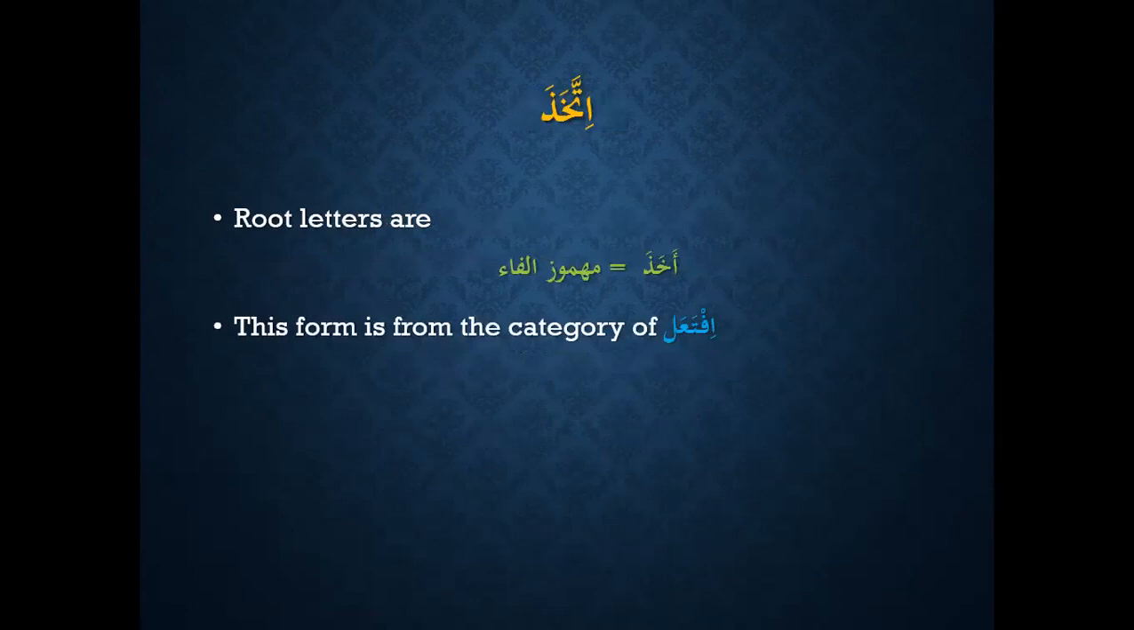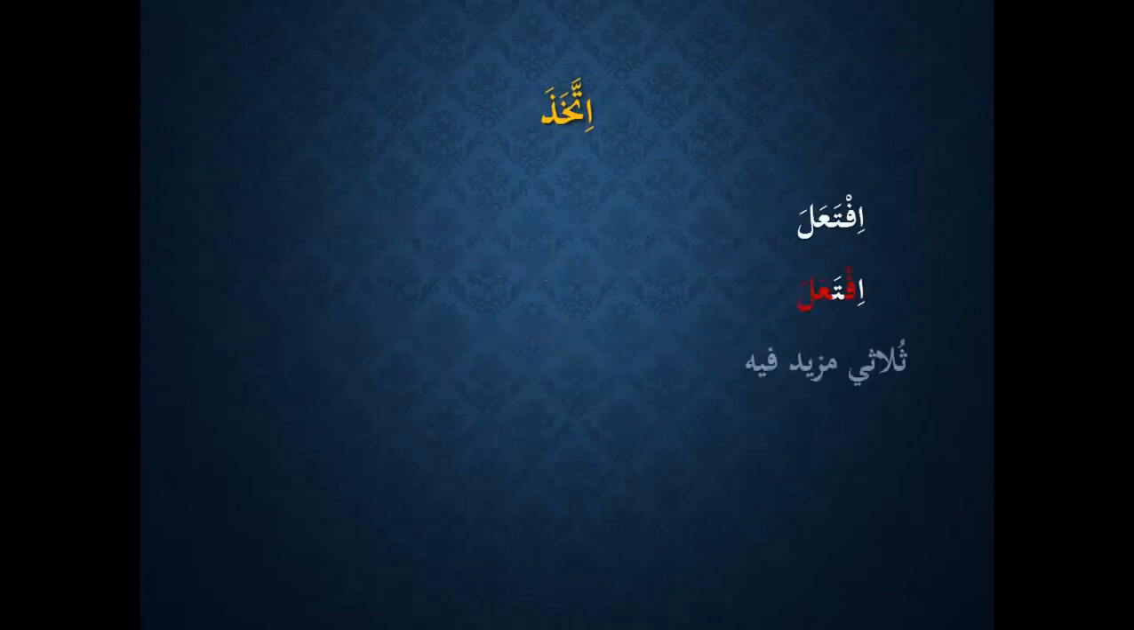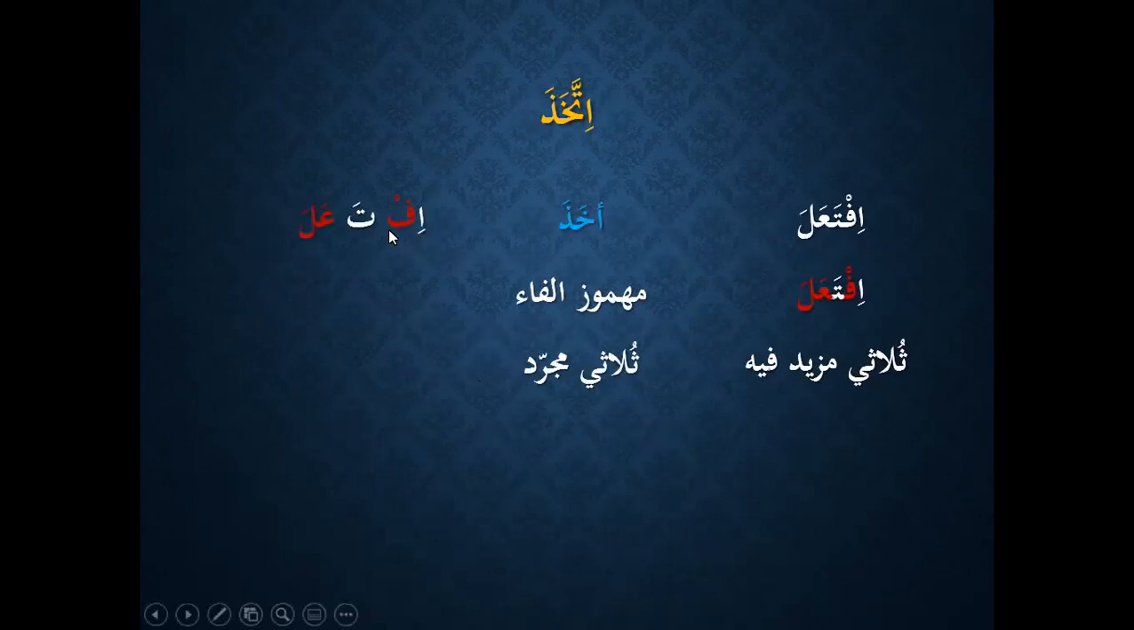Bab ifta'al, again, so this is what happened, ifta'ala. So this is Sulasi Mazid fi. You put akhada there, akhada, yeah? Mahmuzul fa from Sulasi Mujarrad. So bab ifta'al is ifta'ala madi. So you put hamza, kha, and dhal. So ittakhadha. So again, weak letter, you change that into ta, ittakhadha, and it becomes ittakhadha, like ittasala. It was mithal, wawi, this is mahmuzul fa. Okay? Ittakhadha.